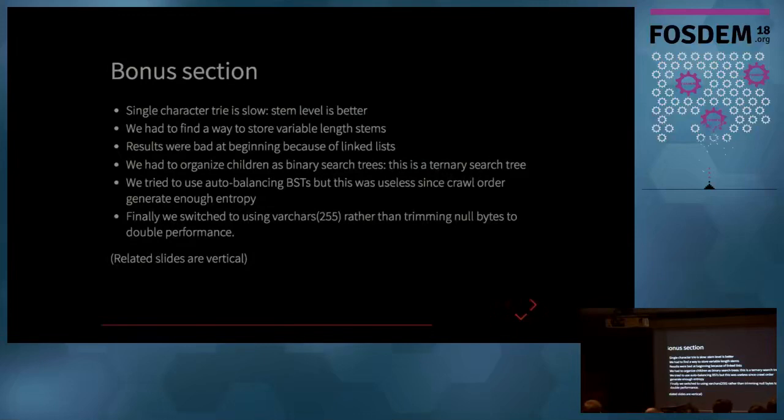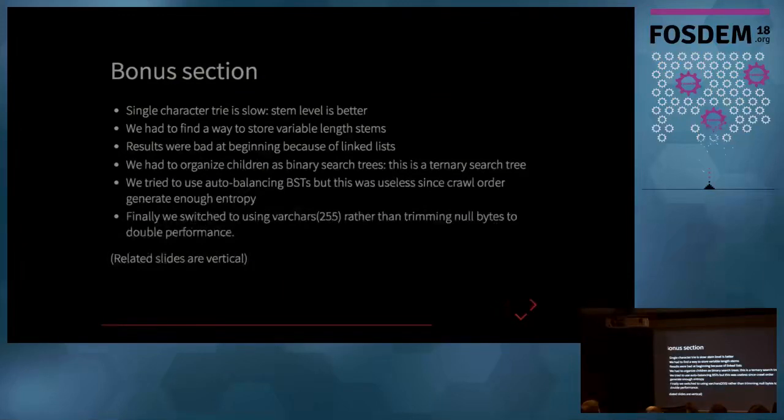At the beginning, the results were bad because we had linked lists. In the tree, the children were organized as linked lists, so you cannot go beyond 256 children, but here you can go to 1 million. So we tried to do something else. We organized the children as binary search trees, and this is actually another structure which is called a ternary search tree, so look it up.